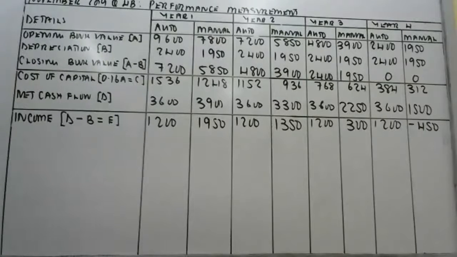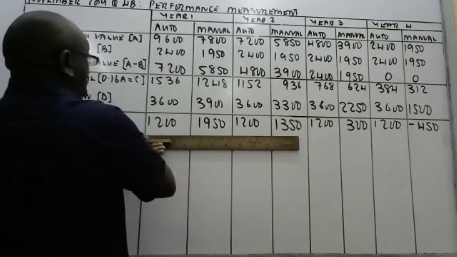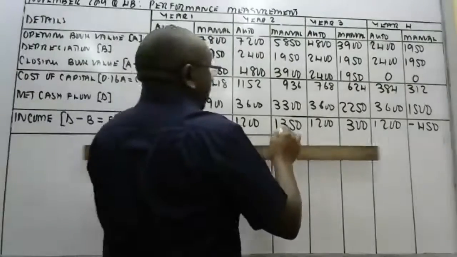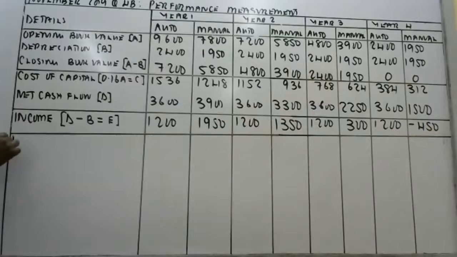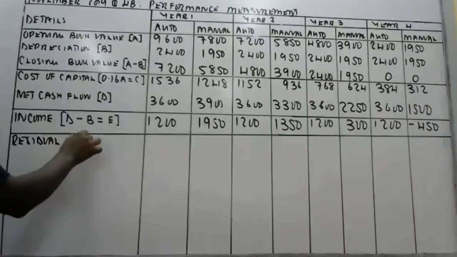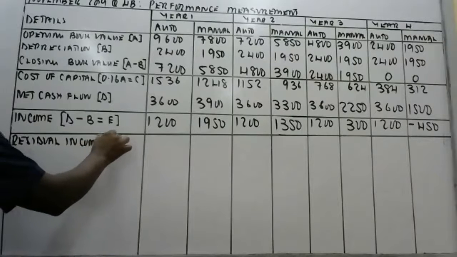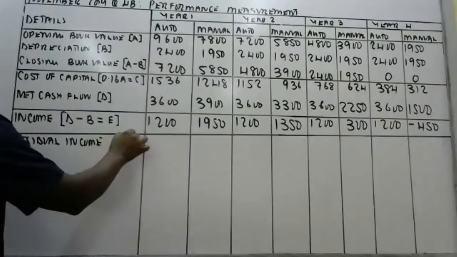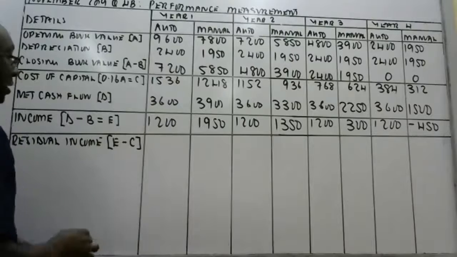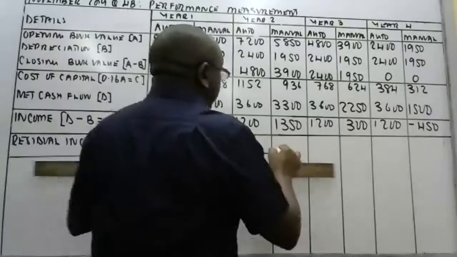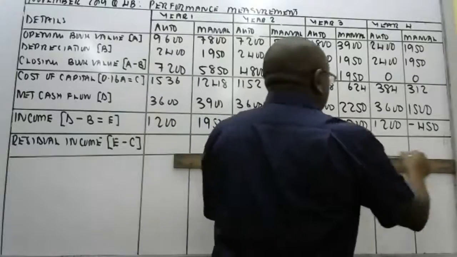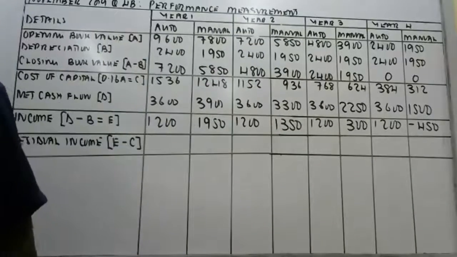Then from there, I need to get something that we call residual income. Residual income is supposed to be given as E minus the cost of capital, minus C. So E minus C will give me my residual income. E minus A, minus C.